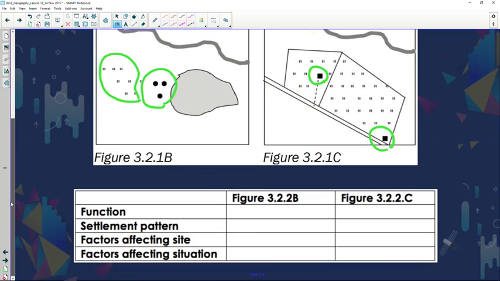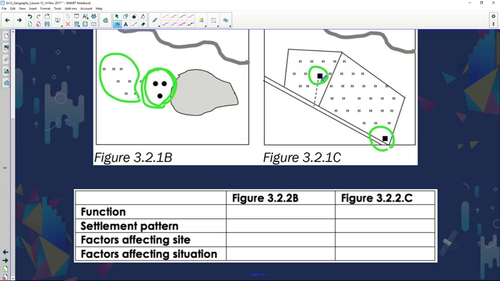Now, if you look at the settlement pattern, I've already mentioned it to you. In 3.2.1b, look at the settlements quite close to one another, that's nucleated. And 3.2.1c is dispersed, they're quite far from one another. Very importantly over here, keep the advantages and disadvantages of these settlement patterns in mind.